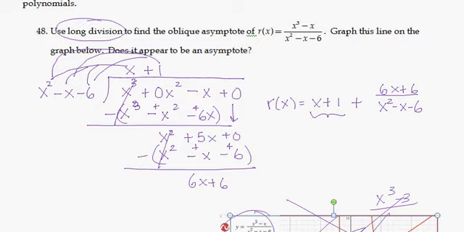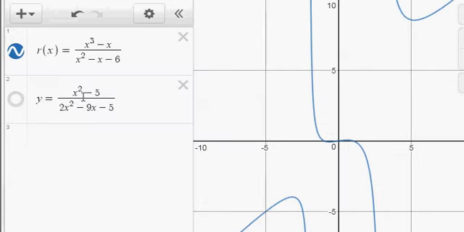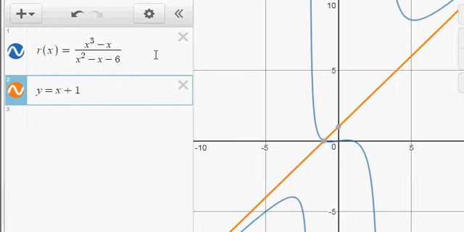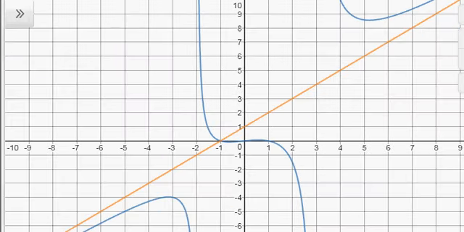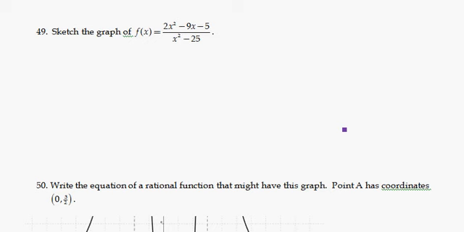Okay, so if we go back and look at the graph, if we tried to graph the line y equals x plus 1, so in fact, let's do that. I'm going to delete this. If we graph the line y equals x plus 1, we see that really does match the slant asymptote. So y equals x plus 1 is going to be that oblique asymptote. And we find that by doing long division and looking at how many full times the denominator goes into the numerator. Okay, we're going to look at one more in this video.